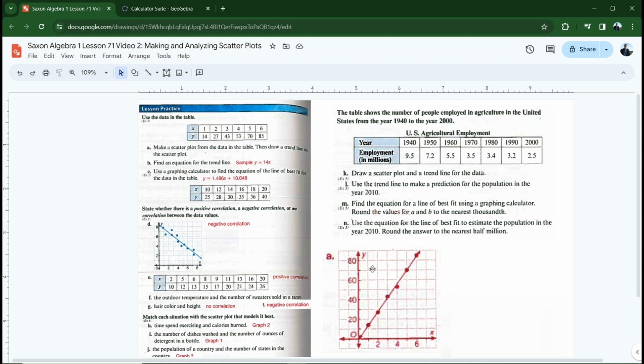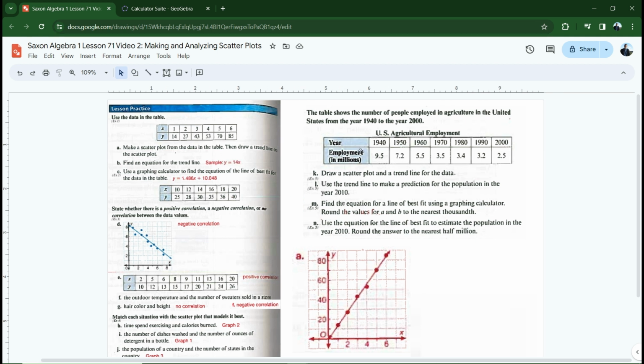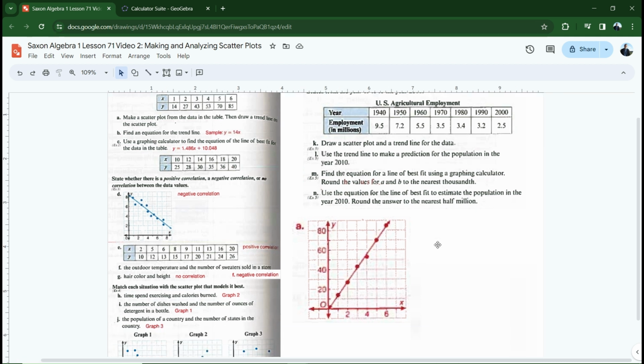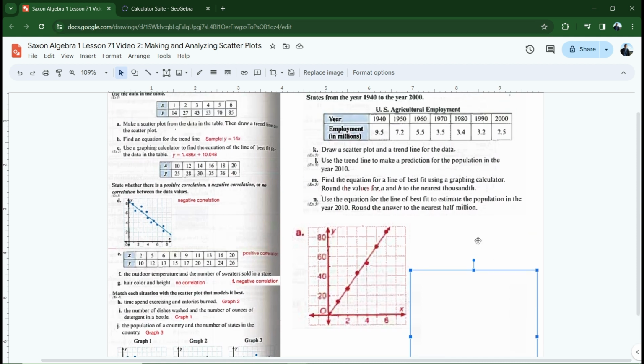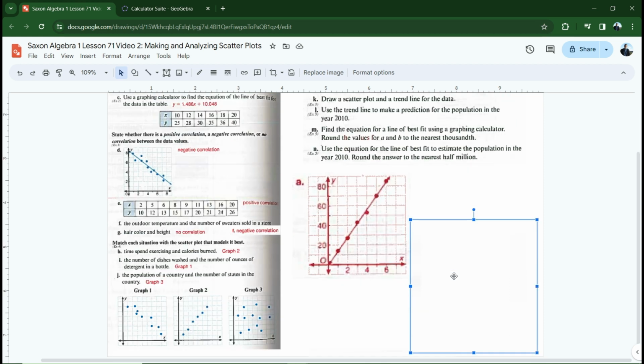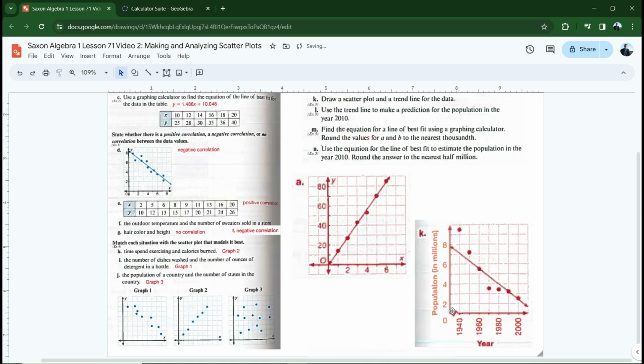All right. Next, the table shows the number of people employed in agriculture in the United States from the year 1940 to the year 2000. That's this. Draw a scatter plot and trend line for the data. Again, I have this one pre-done as the book did it. So all we would do is plot the top line as X and the bottom line as Y. And we would make each of these an XY coordinate pair. So it's going to look something like this. X, Y, X, Y. Okay.